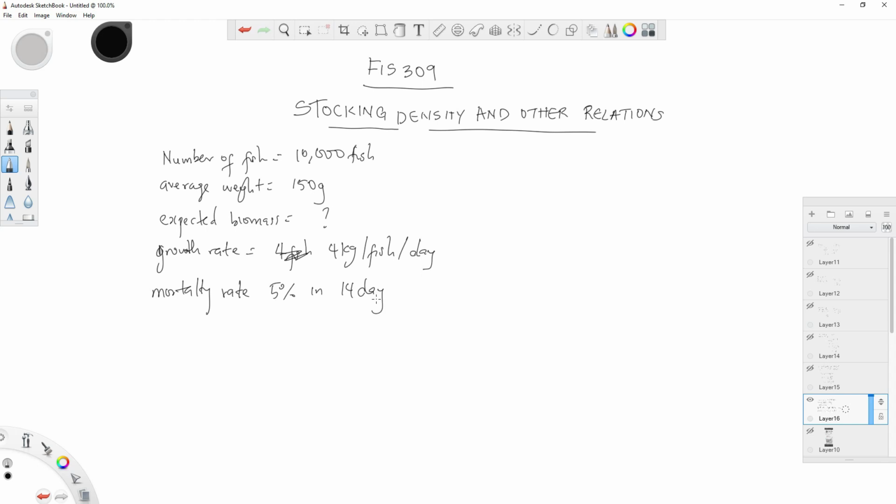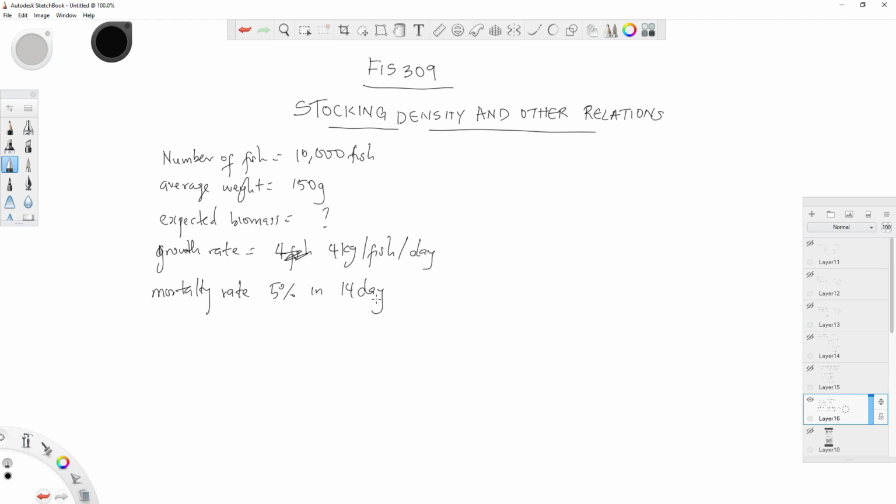Now this question is doable, and actually it is simple. What we are trying to get, and what you need to put your mind on, is the total weight, the biomass. That is, if you sum all the weight of the fish after that 14 days, according to what they said, what will be the total weight of all the fish in that pond? That's what the question states.